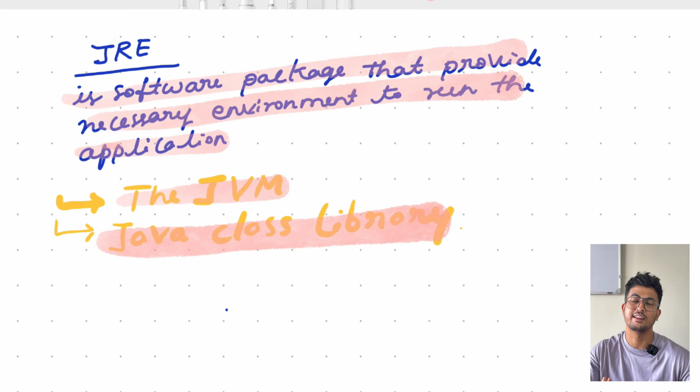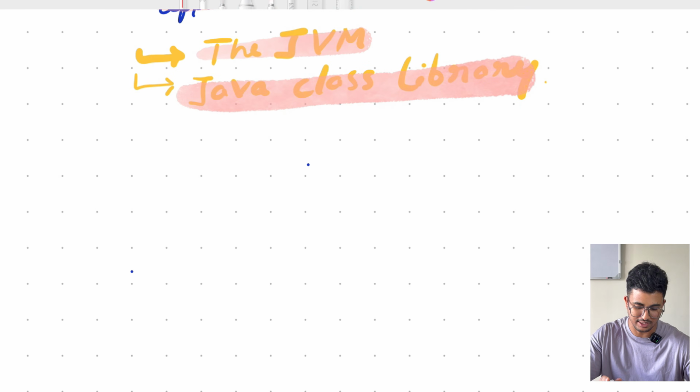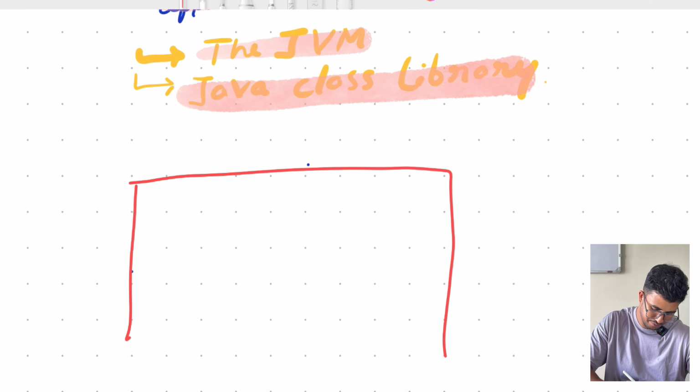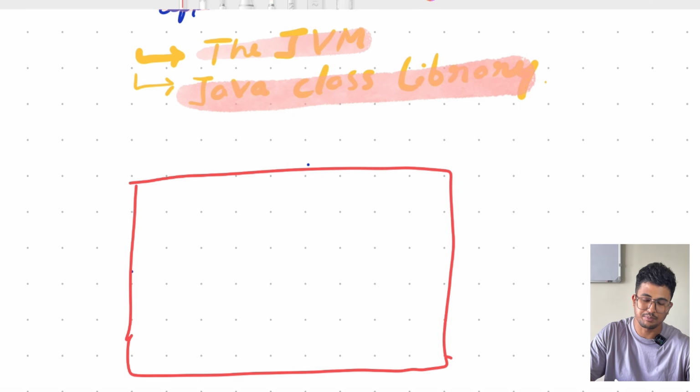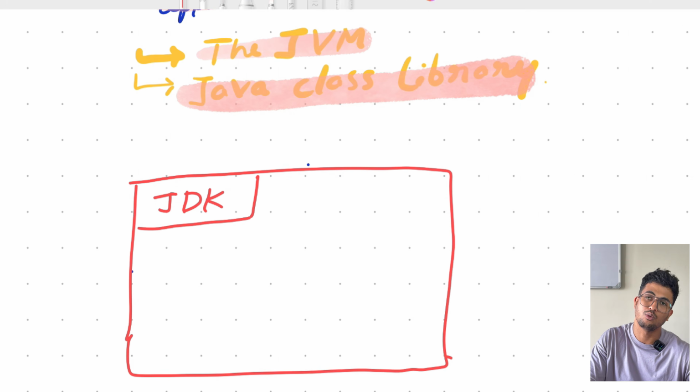Let us understand the relationship between JDK, JVM, and JRE through an example. Let us take a pizza store as an example. It is an easy way to understand. So we have a pizza store. This pizza store is like JDK, nothing but Java Development Kit. It has two main components as we already discussed: one is JVM, another one is JRE. So what is JRE here and what is JVM here?